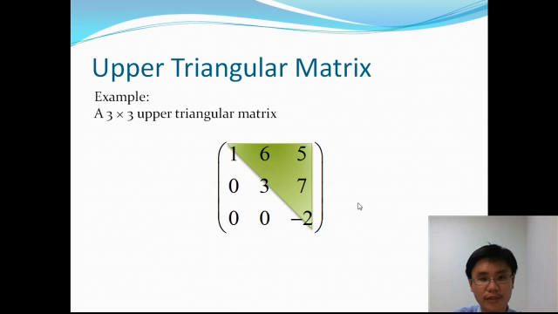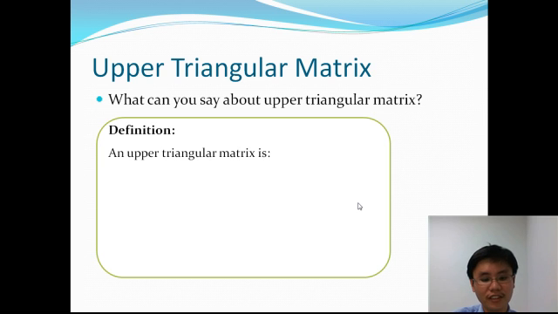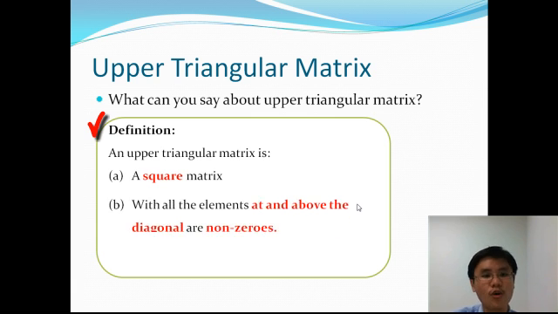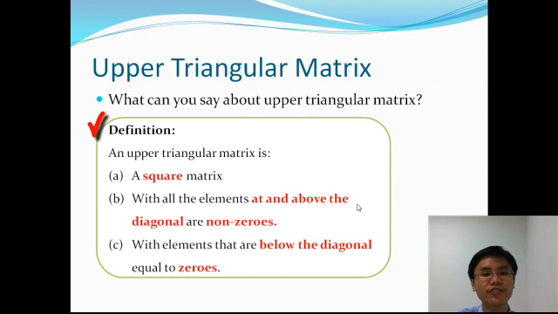Do you see that the elements which lie in the green triangle are non-zeros? Lastly, this example shows a 4x4 upper triangular matrix. Do you see that elements at the diagonal and above the diagonal are non-zeros? After studying these three examples of upper triangular matrices, what can you say about upper triangular matrix in general? Good. An upper triangular matrix is a square matrix with all the elements at and above the diagonal are non-zeros, and with elements that are below the diagonal equal to zeros.